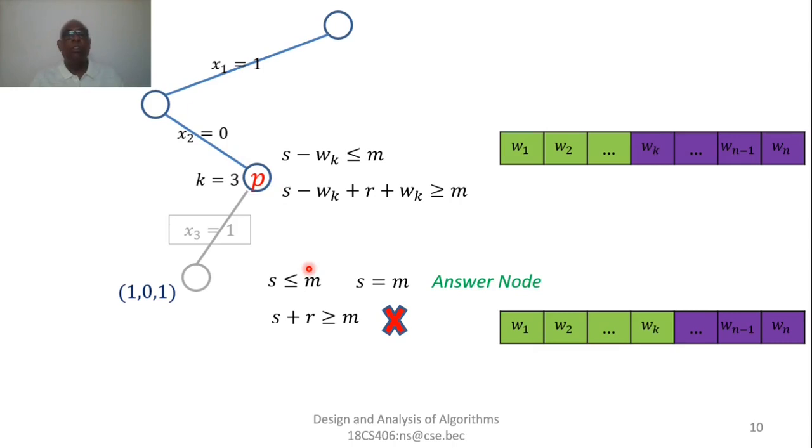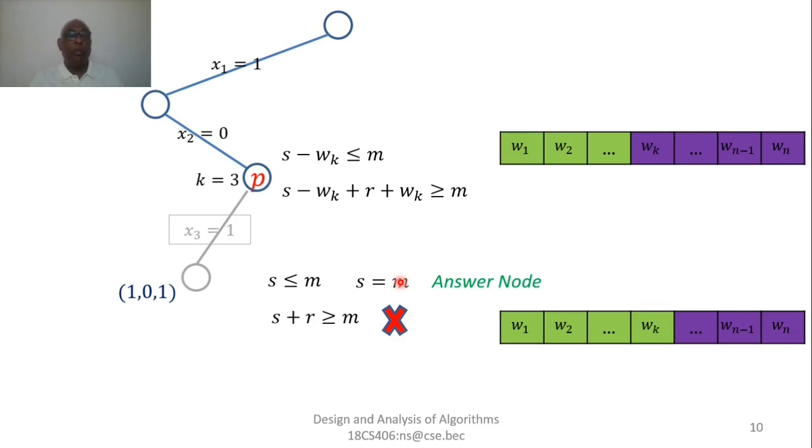So now we conclude that at the child node defined by xk equal to 1, the bounding function demands only one condition to be satisfied, and that condition is the sum of the weights included at that node should be less than or equal to M. And of course, if the sum is equal to M, we announce that to be an answer node, and we backtrack or explore the remaining part of the state space tree.